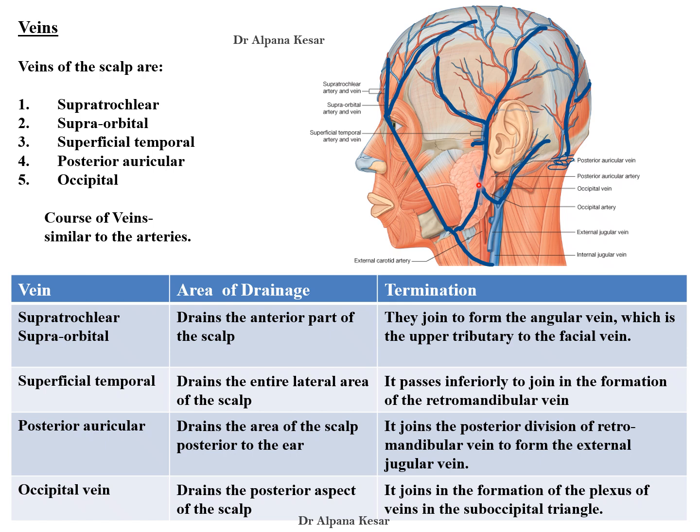The retromandibular vein divides into its anterior and posterior tributaries. The anterior tributary joins with the facial vein to form the common facial vein, and the common facial vein terminates in the internal jugular vein. The posterior division of the retromandibular vein joins with the posterior auricular vein to form the external jugular vein. The occipital vein, which drains the occipital region of the scalp, terminates in the suboccipital venous plexus.